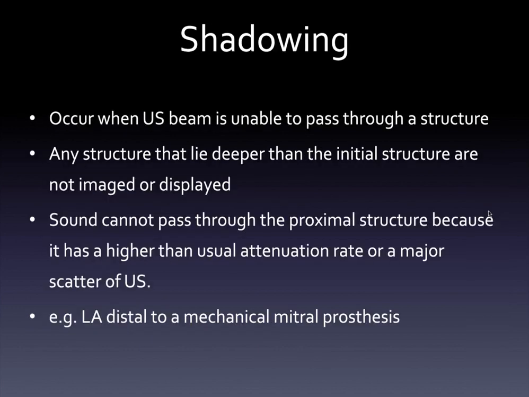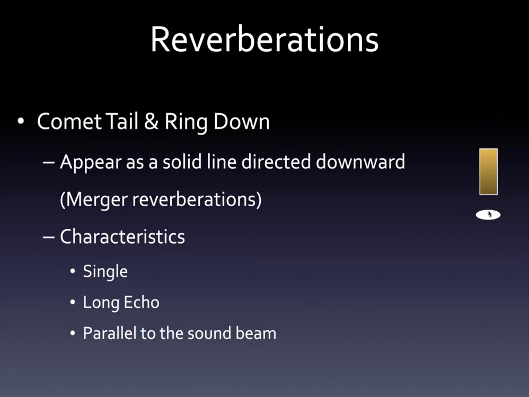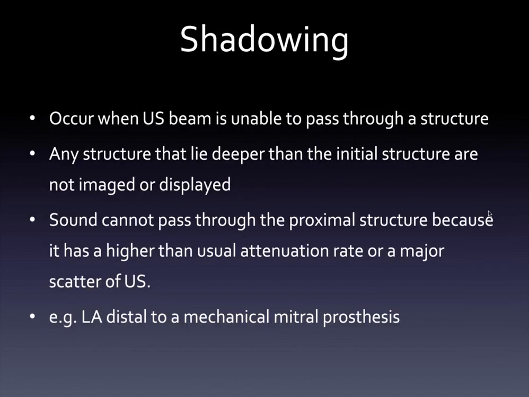We do see that quite commonly, and the example I will show you is the tricuspid annulus. If you remember the subcostal view, when you have tricuspid annular fat, the tricuspid annulus will cast one long shadow that keeps moving back and forth. As the tricuspid annulus moves, it causes what we call the comet tail or ring down artifact.